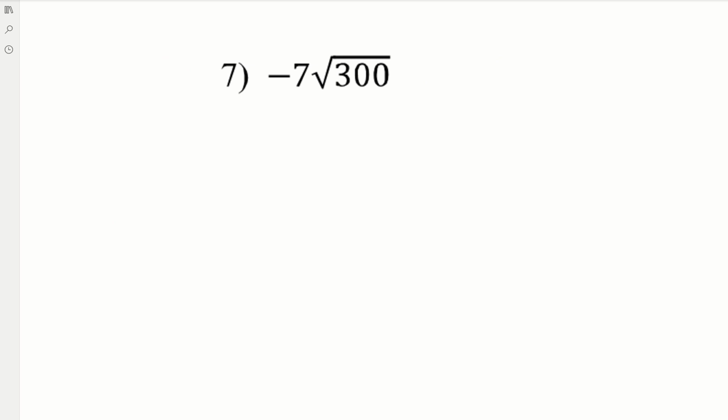So this -7 is outside the radical. He's just going to hang out there until we get anybody else outside the radical. So the square root of 300, I'm going to factor to prime numbers. I don't know, let's do, what do you think, 30 and 10. 30 is 10 and 3. 10 is 2 and 5. This 10 is 2 and 5.